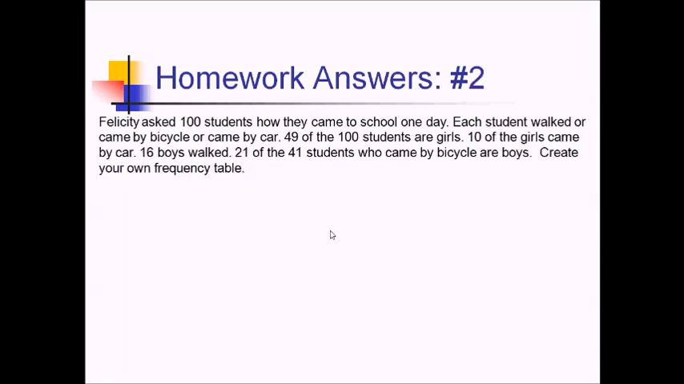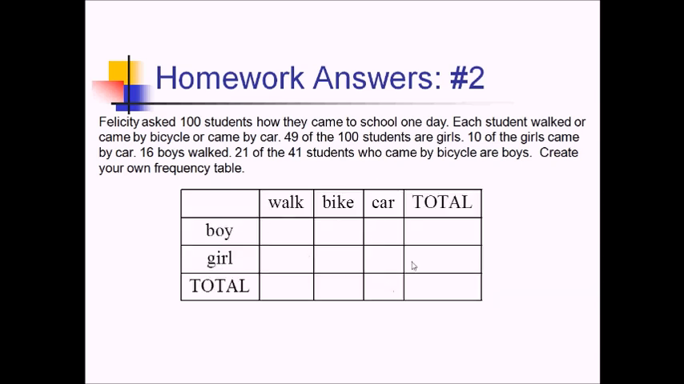For number 2, we've got another frequency table problem where we have to make it ourselves. Felicity asked 100 students how they came to school one day. So the students walked or came by bike or car, and then we have boys versus girls again, a whole bunch of other information. So let me get my rows and my columns. I'm going to have a row for boys, a row for girls, and I'm going to have columns for walking or biking or driving. So there's my possibilities.